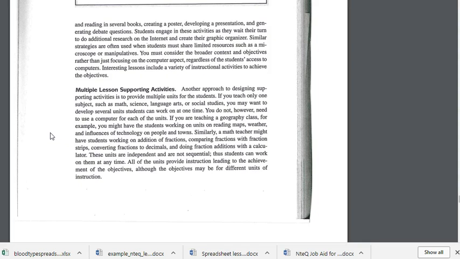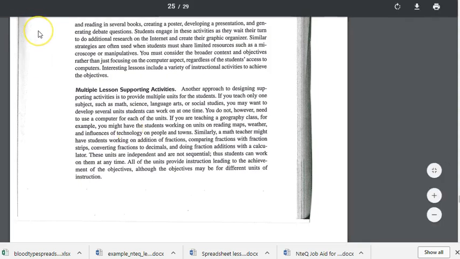So a math teacher might have one group of students working on addition of fractions, another group comparing fractions with fraction strips. You could have another table converting those fractions to decimals, and then finally one more group doing fraction additions with a calculator. And that way you could be rotating as the teacher around, and you guys know how these activities work, especially in today's classrooms, where instead of it's sage on the stage where the teacher is in front, the students are actively learning in any subject area that you walk in at this point.